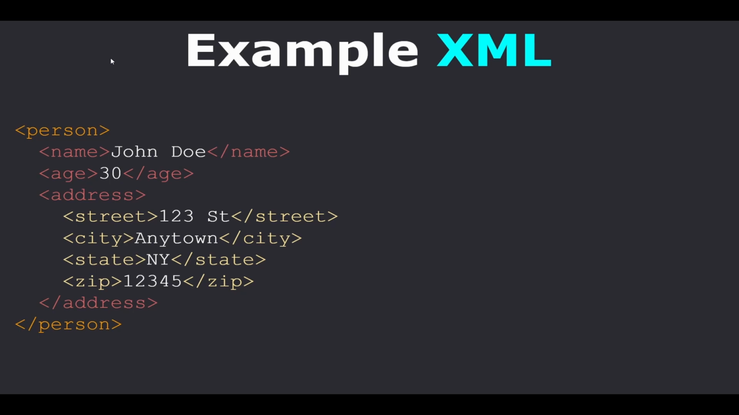Here's an example of XML syntax. Here you have tags. So this is a person tag, and inside of this person tag are 3 tags: name, age, and address. And inside of the address tag, you have more nested tags: street, city, state, zip.